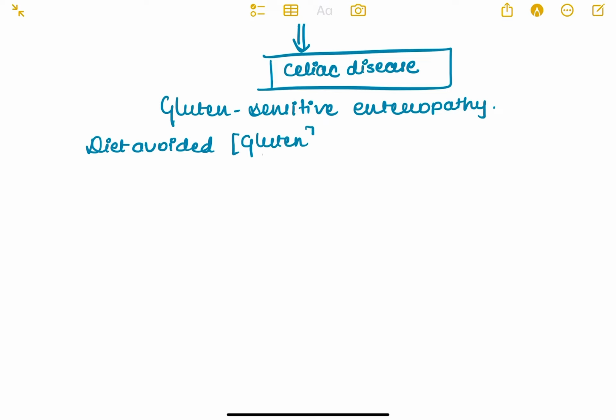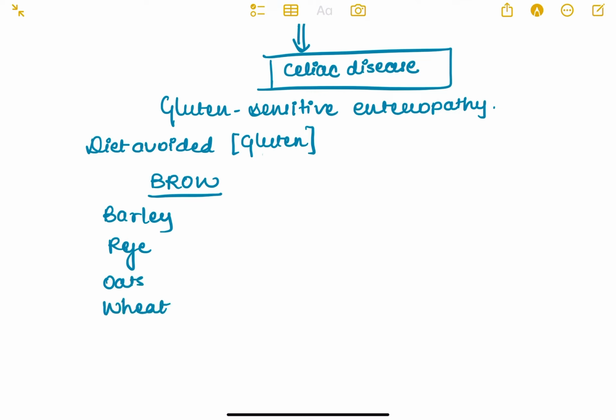Now, the diets that are avoided in celiac disease are the diets that contain gluten. The mnemonic for this is BROW or BRO: B for barley, R for rye, O for oats, and W for wheat. Okay, so these diets should be avoided in a celiac disease patient.